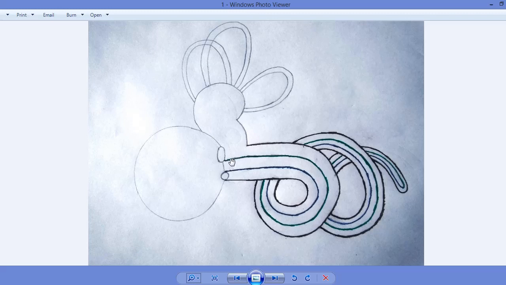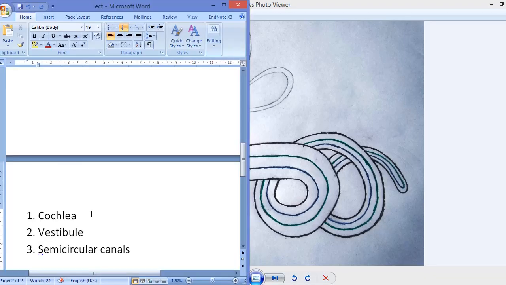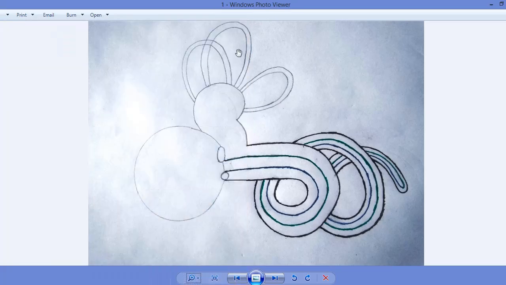the internal ear consists of this snail-like structure called the cochlea. This structure is called the vestibule, and this structure is called the semicircular canal. So three structures are there, and I have written their names: the cochlea, the vestibule, and the semicircular canals. The cochlea is responsible for hearing, while the vestibule and semicircular canals are responsible for equilibrium. We will learn about the cochlea and the whole mechanism of hearing in this lecture.